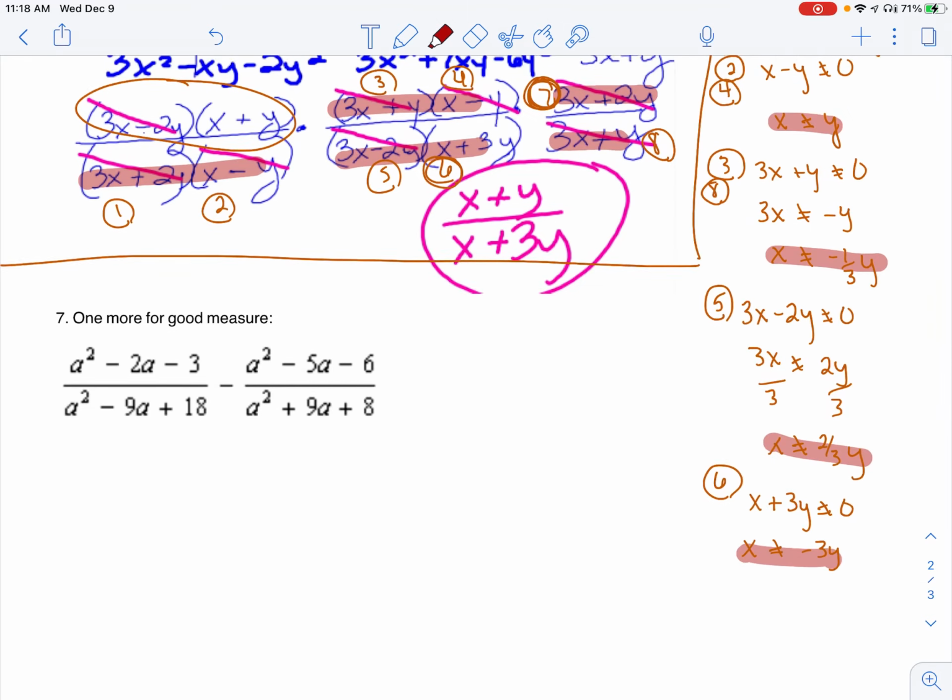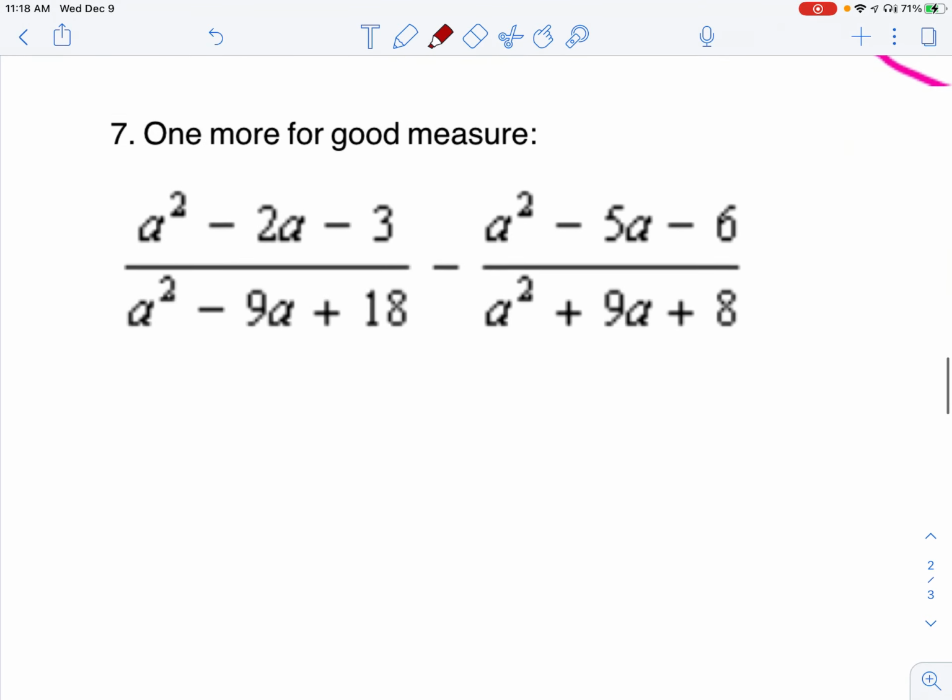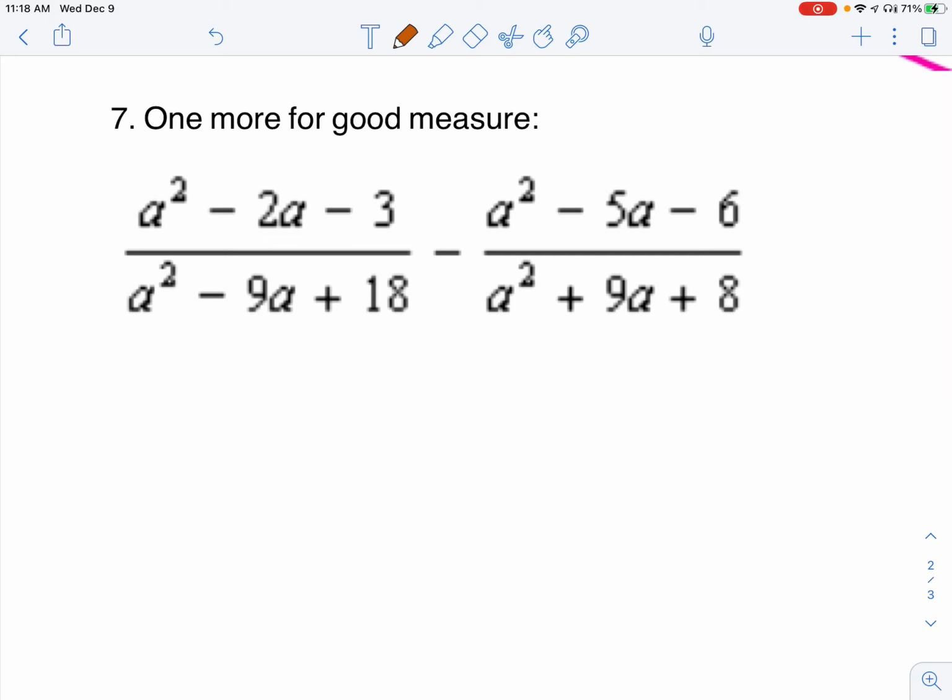Let's just do one more for good measure, a little easier this time. I stole this from the practice test. This is a subtraction problem, so I don't need to worry about the numerators. The only time I need to worry about the numerators is if it's a division problem, which this one is not. So I'll factor this.